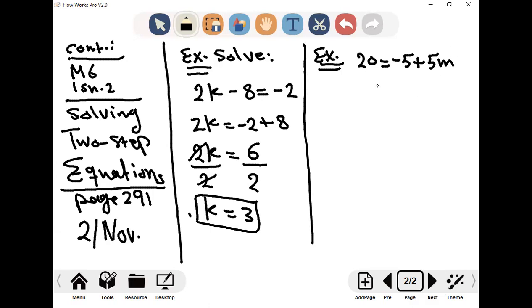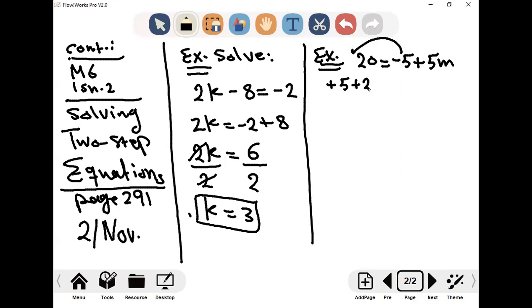Now where is the connected number? Which 5? The one beside m or negative 5? Negative 5 is the connected number. So we get rid of the connected number. Beside the 20, it will be plus 5. And the coefficient here is 5, right? So the first step, we get rid of the connected number, which is plus 5.